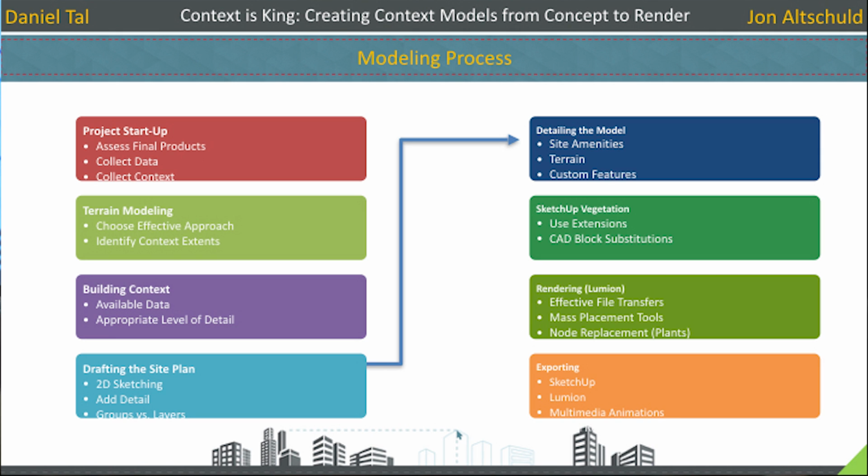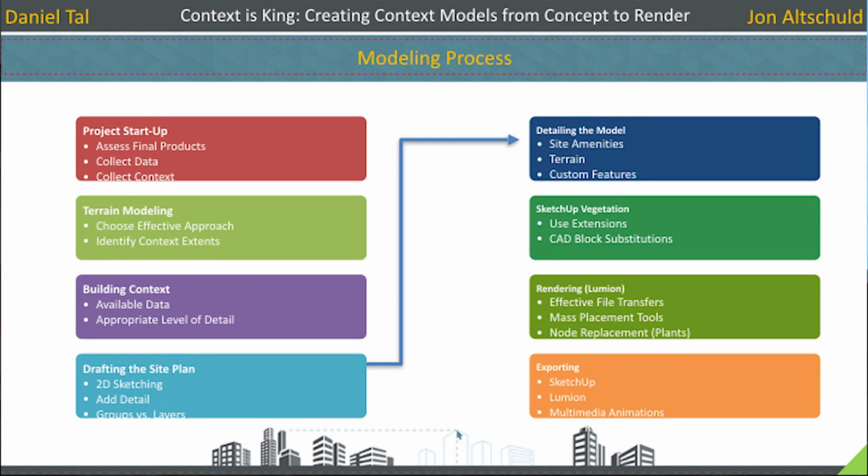All right, so with all of that out of the way, now we're actually going to get into how we're doing it, what our process is. So this is a quick flowchart. We're going to go over pretty much each one of these steps. So quick overview, we start off with step number 1, project startup. So we have to assess what we need to build for the final product, and then we collect data, so context data, base maps, and what else we need so that we know what we're building.